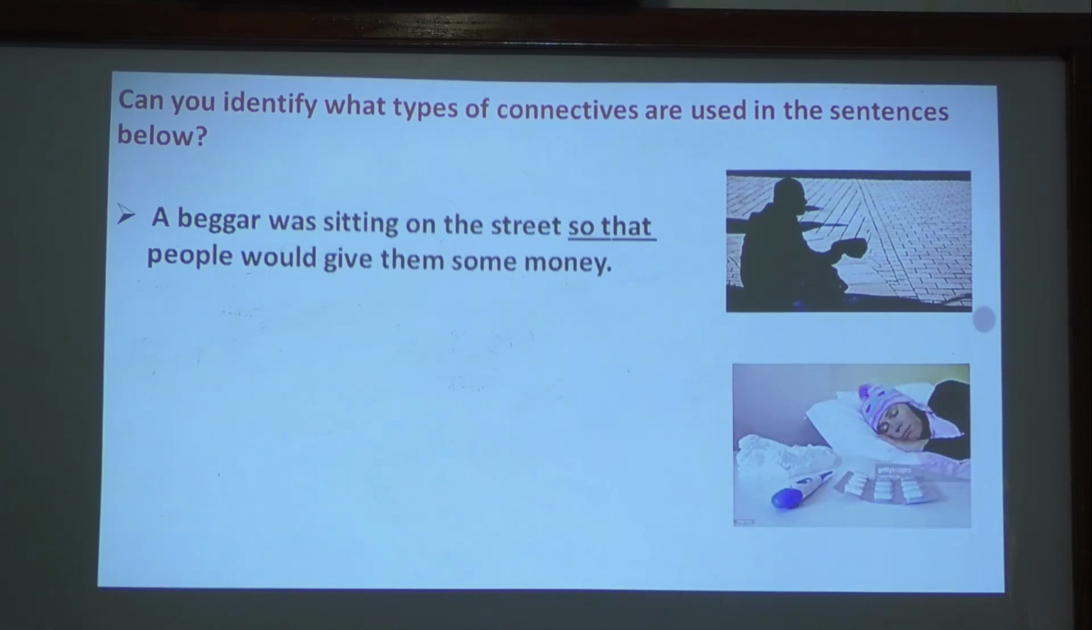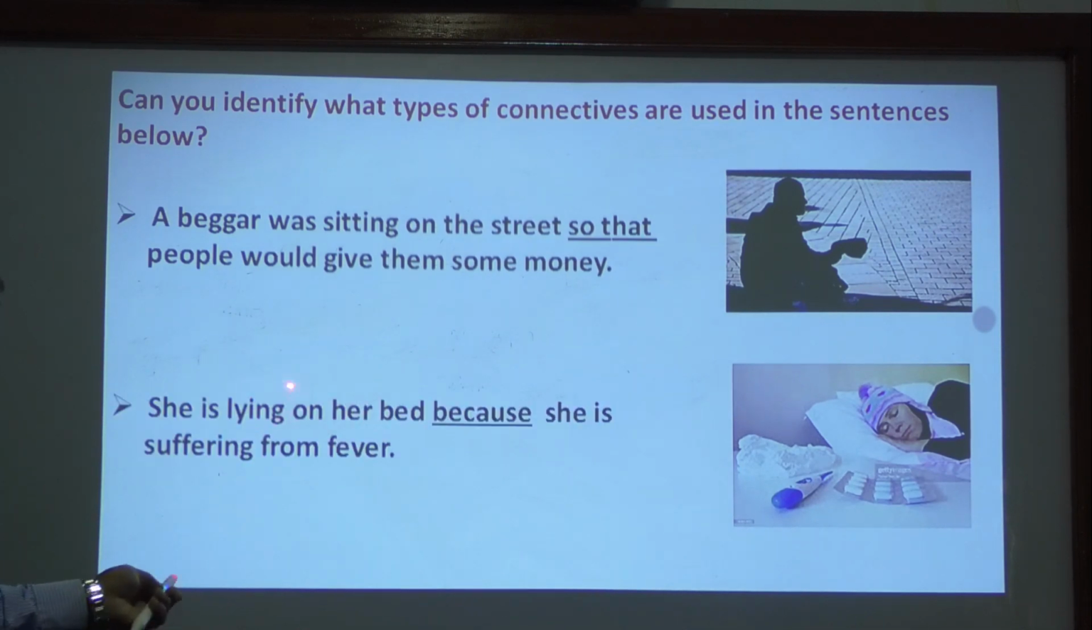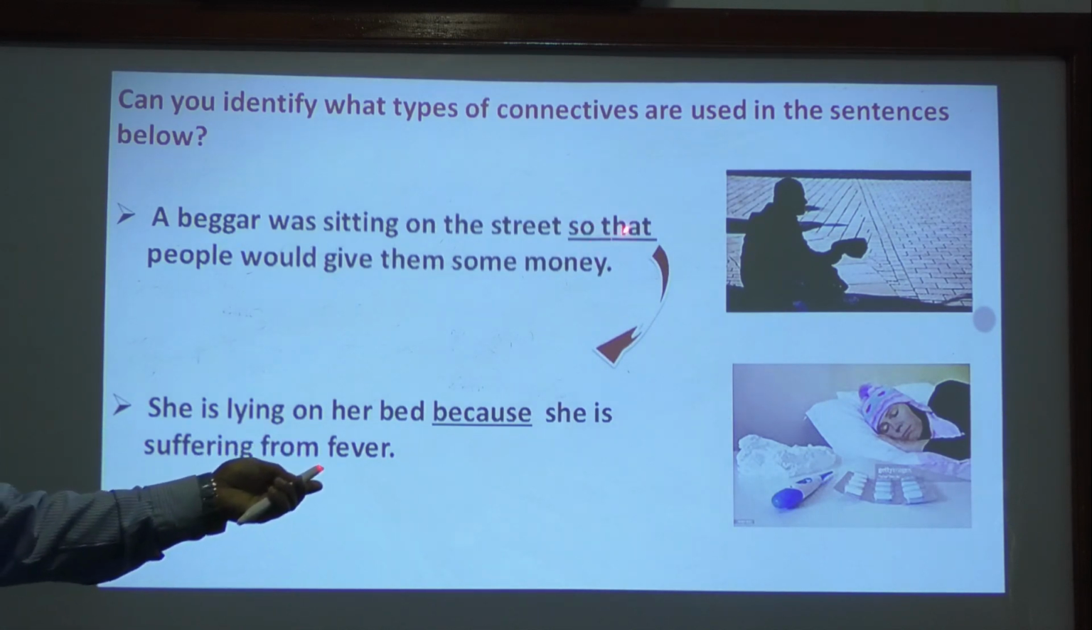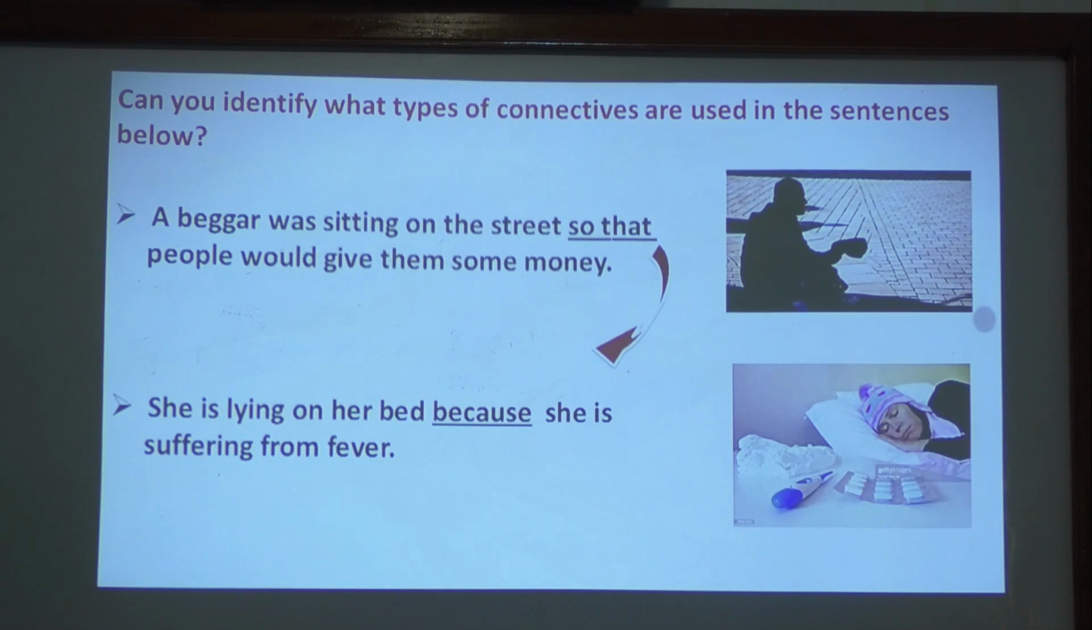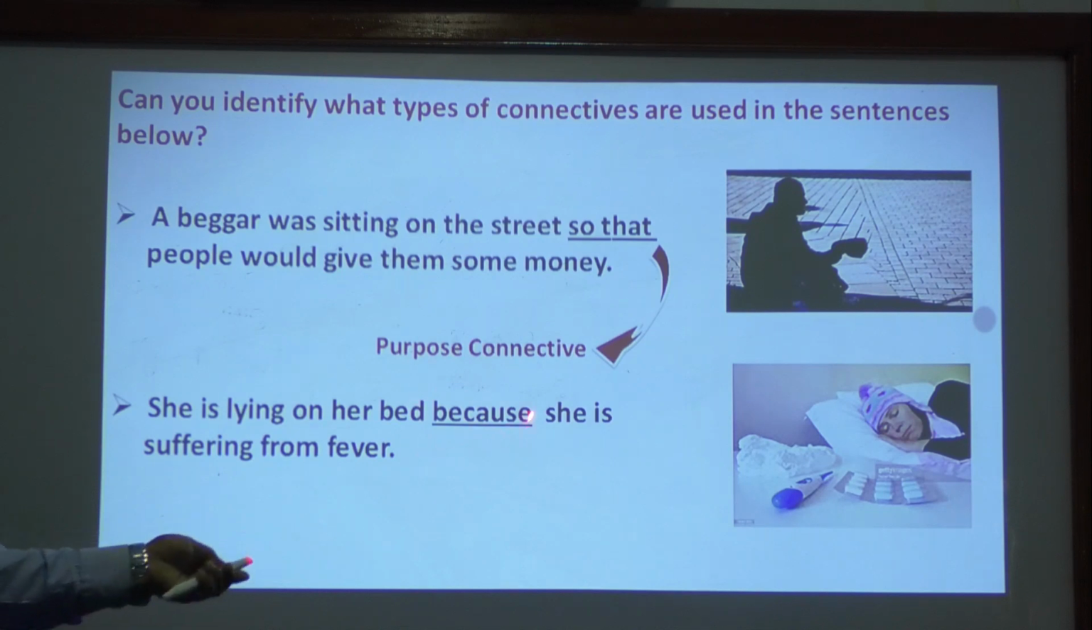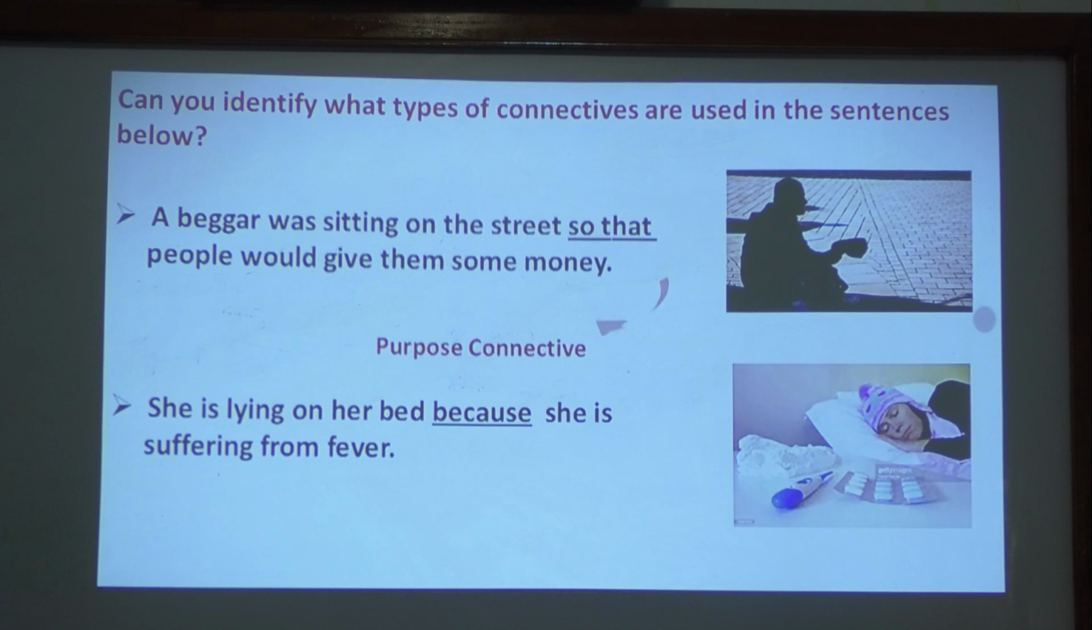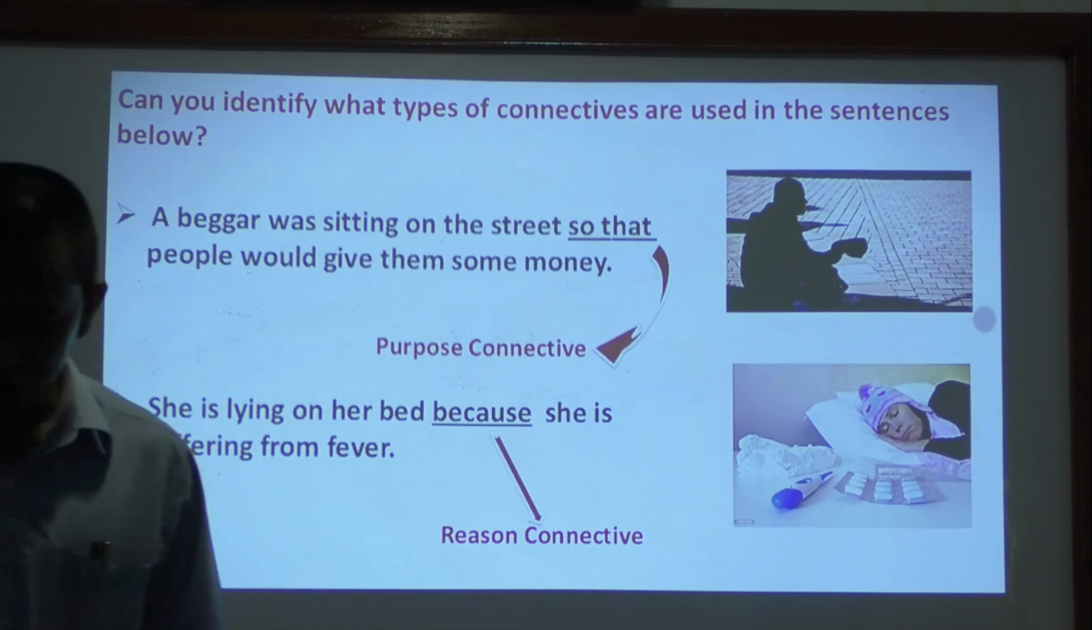And another example is here, another picture also I have. Lying on the bed. The activity of lying on the bed is due to fever. So what type of connective is this? So that. So certainly this is a purpose connective. And because, what type of connective is this? This is the cause. Cause means suffering from fever. So this is a cause connective. That's good. Okay, cause connective or reason connective. All right.